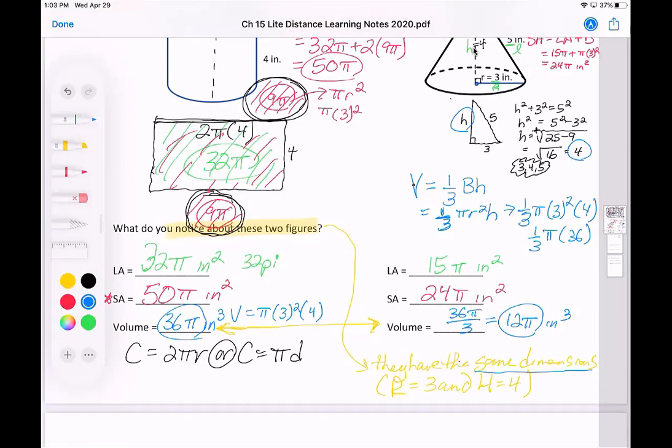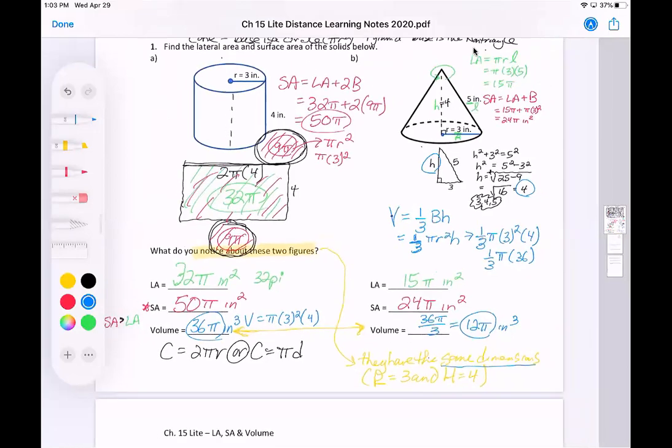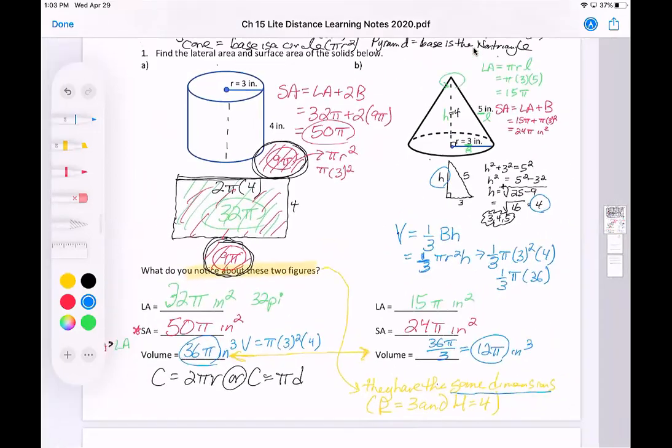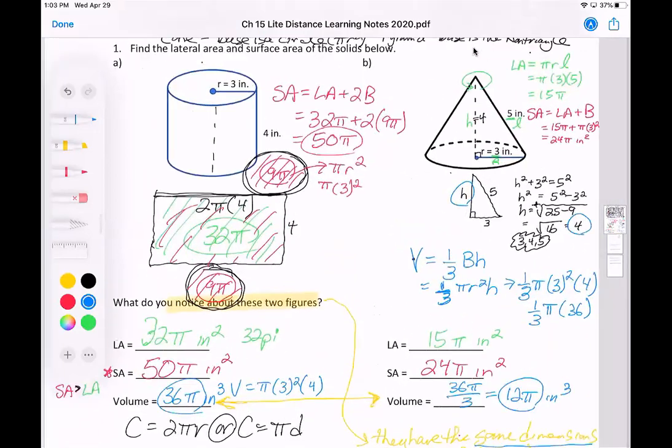So that was finding the lateral area, the volume, and the surface area of a cone and a cylinder. In the next video, we'll look at prisms.